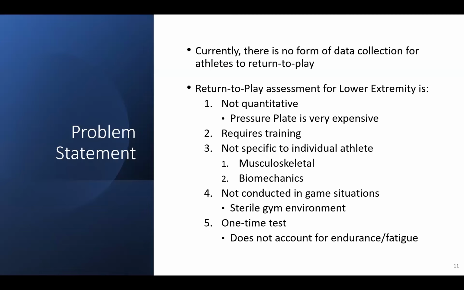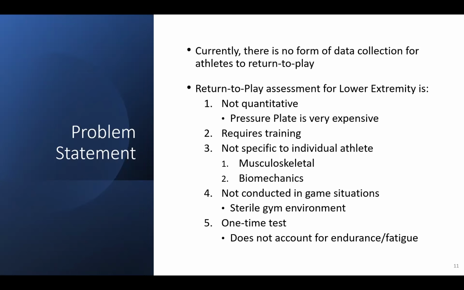So next up, our problem statement. Most of this is just a reiteration of what I said earlier, but currently there's no form of data collection for athletes to return to play. It's not quantitative. Pressure plate is very expensive. The most quantitative method is extremely expensive and requires high-speed equipment, to which very few people have access.